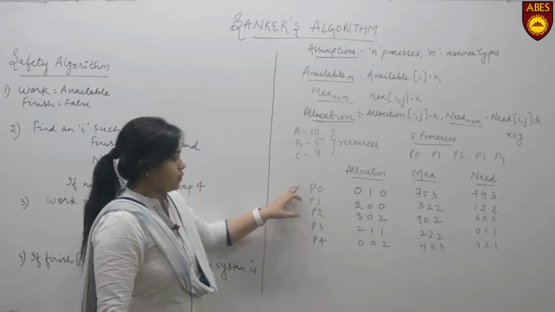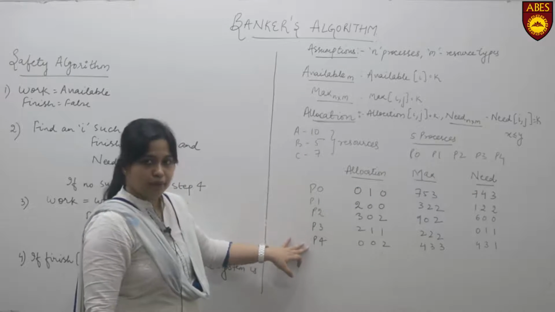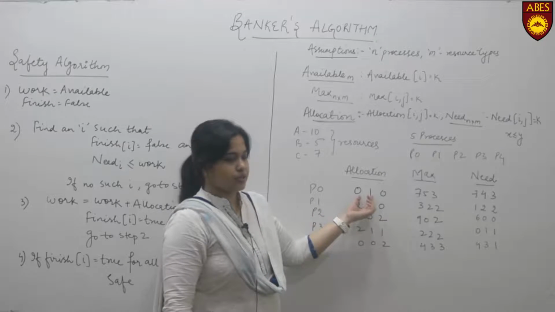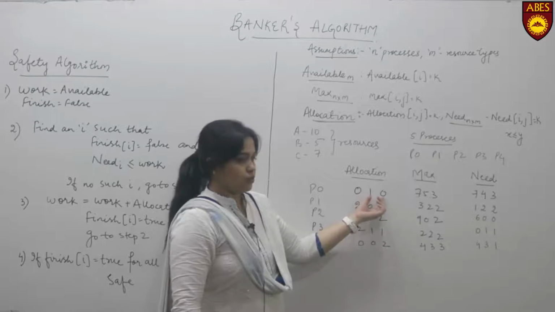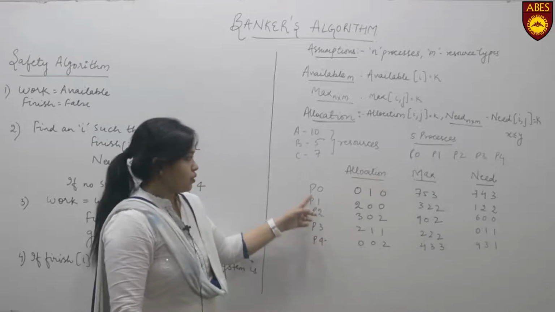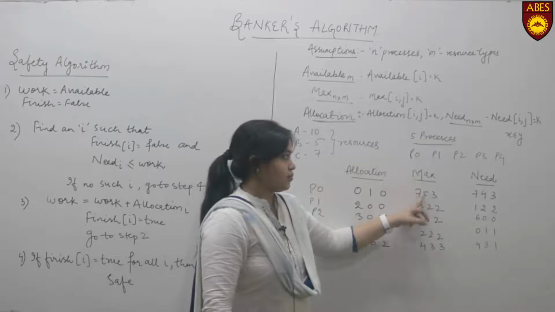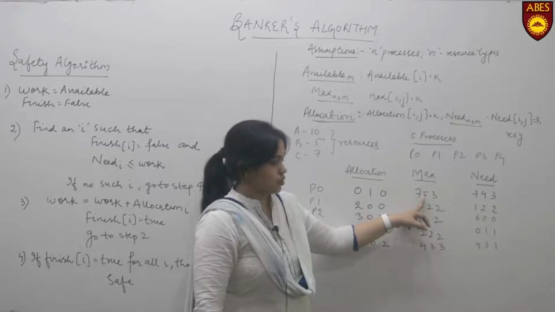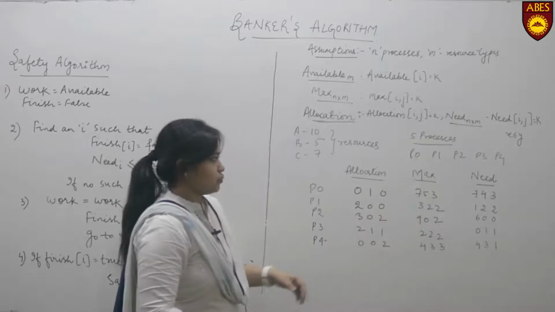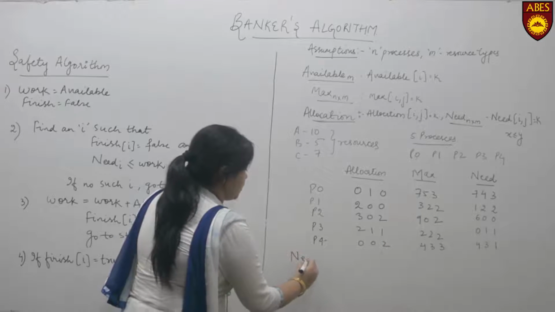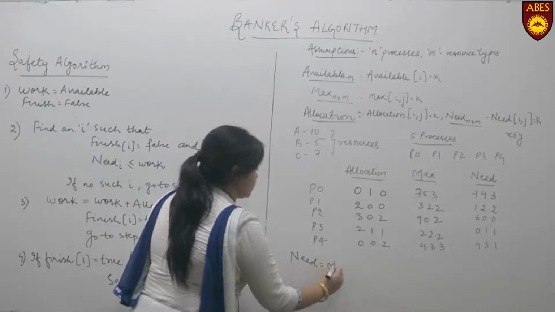Then if we are having P0, P1, P2, P3 and P4, then we are having some numerical, or you can say a rough example, of 0, 1, 0, 7, 5, 3. This is the allocation that we are doing to the process P0, and this is the maximum need that it will need in the future to complete its process. So with the help of this we can take the formula of need as need equal to maximum minus allocation.